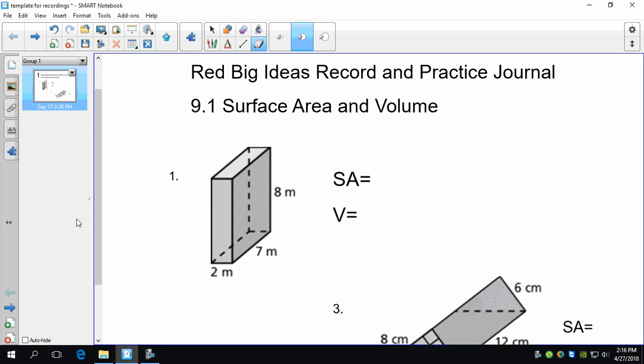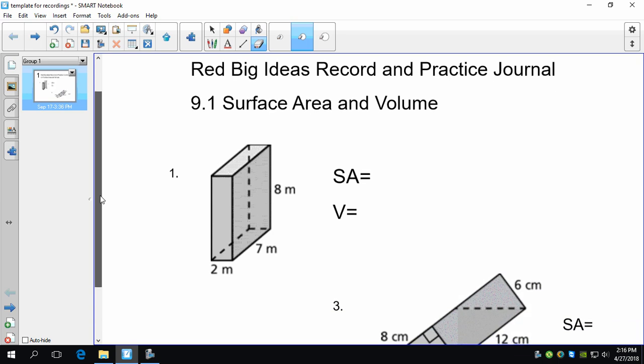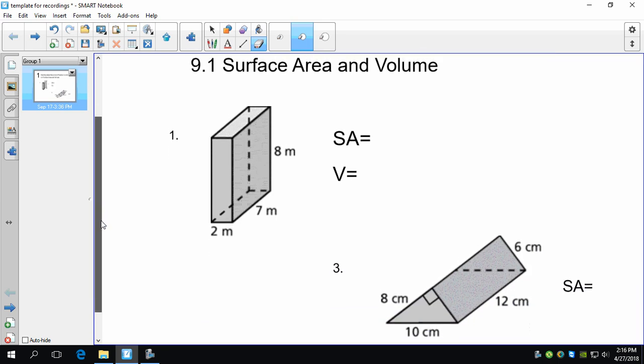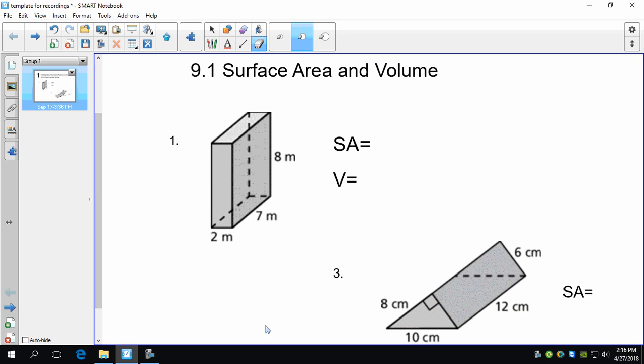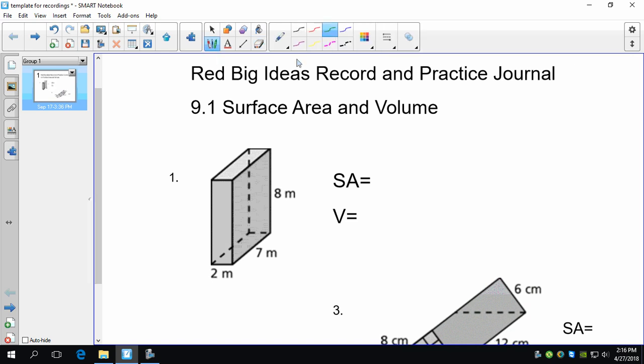Okay, we are in the Red Big Ideas Record and Practice Journal, and today we are working in Chapter 9. We're doing 9.1, surface area and volume. This is some pretty heavy stuff, so I'm going to always try to start out with the easiest and then work my way to the hardest problems. Now, volume was something we just threw in, because if you're doing surface area of a prism, you may as well just go ahead and do volume of a prism as well.